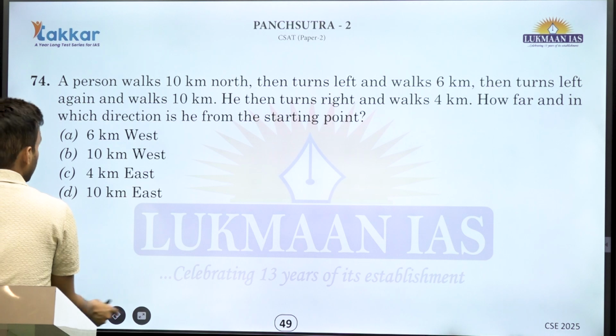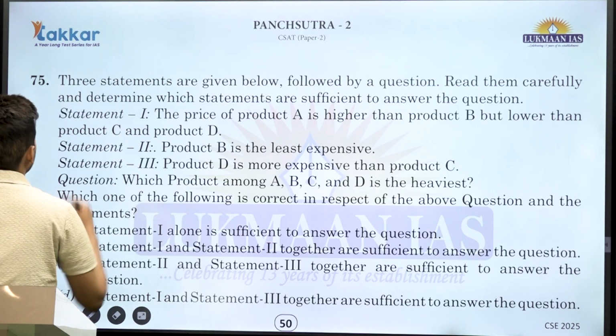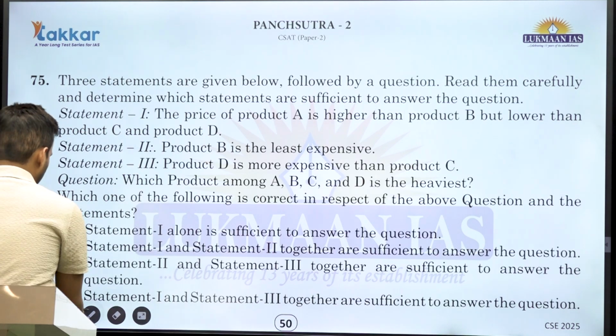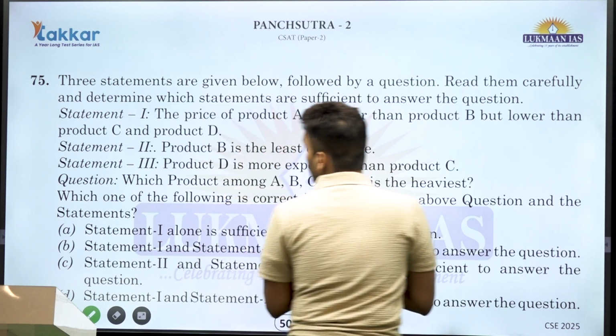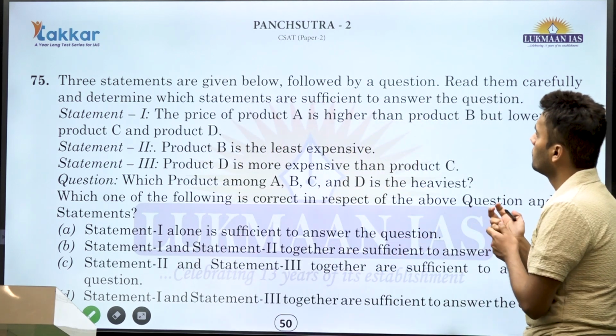This was an easy question. Now let's move on to the next, 75th one. Okay, this is also an easy question. Now suppose three statements are given below.